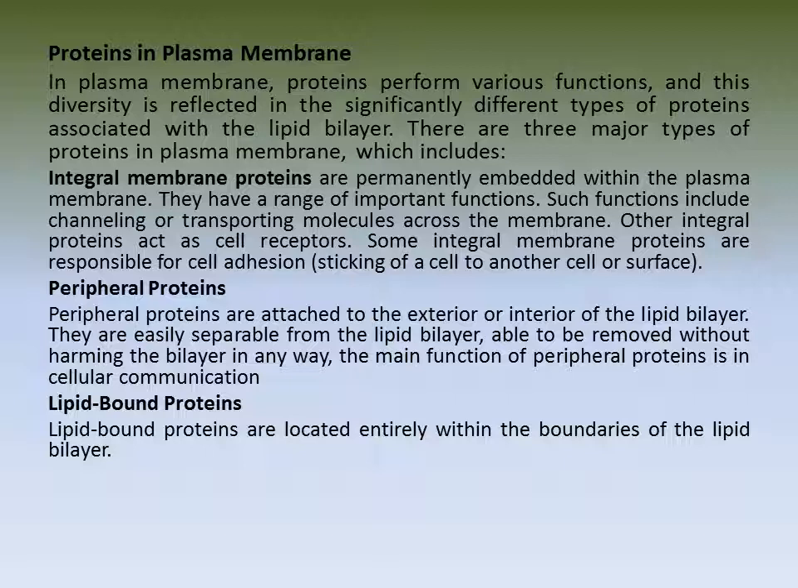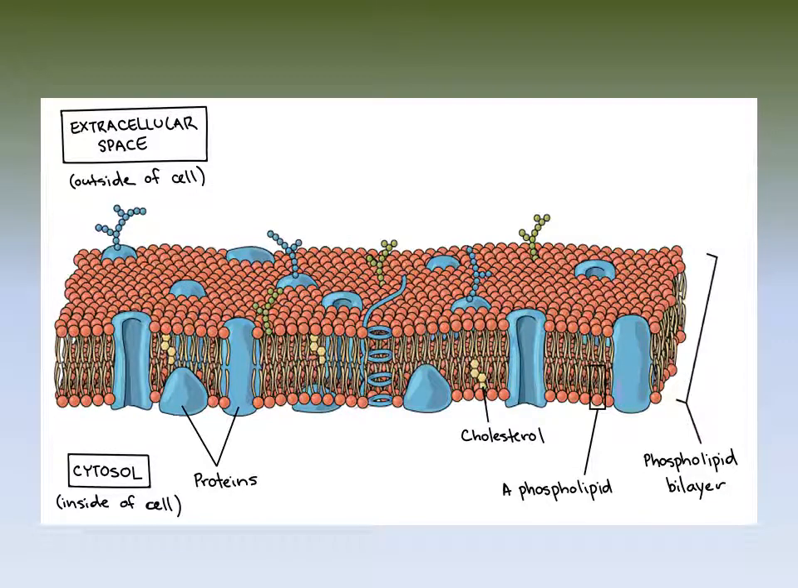Peripheral proteins are attached to the exterior or interior of the lipid bilayer. They are easily separable from the lipid bilayer, able to be removed without harming the bilayer in any way. The main function of peripheral proteins is in cellular communication. Number three, lipid-bound proteins. Lipid-bound proteins are located entirely within the boundaries of the lipid bilayer. This picture shows the contents of the cell membrane, including the types of proteins.